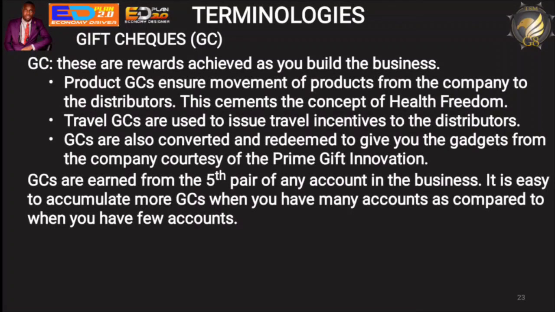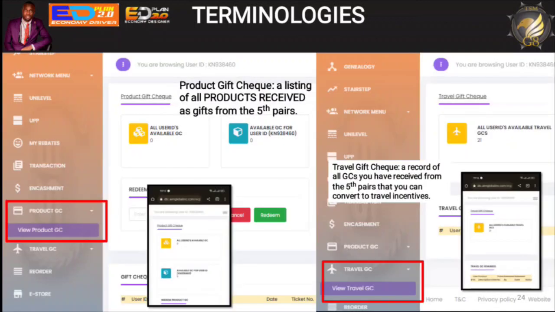And then travel GCs are used to issue travel incentives to our distributors who are able to secure these travel incentives all over the world, okay? GCs are also converted and redeemed to give you gadgets from the company, courtesy of the Prime Gift Innovation. We'll see about that. GCs are earned from the fifth pair of any account in the business. It is from the fifth cycle, or fifth pair. It is easy to accumulate more GCs when you have many accounts as compared to when you have few accounts, okay? So more accounts is more money. I've always said that more accounts is more money for you.